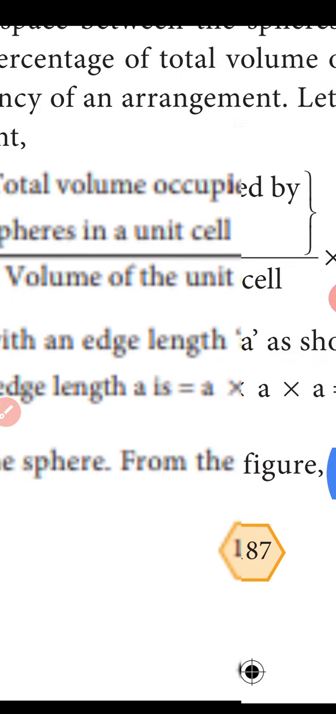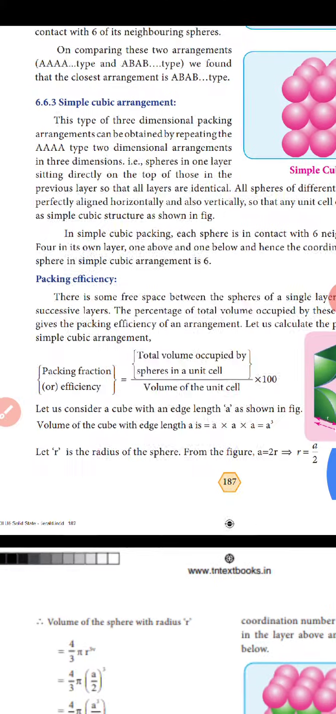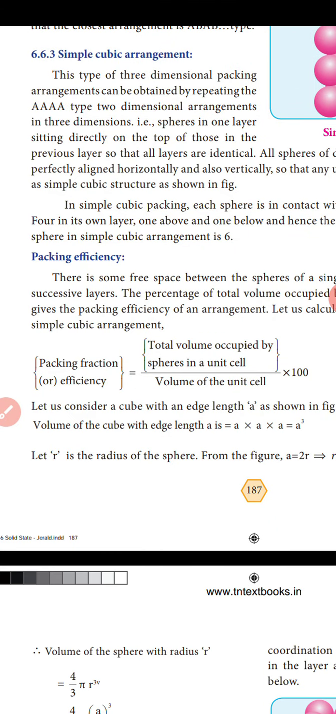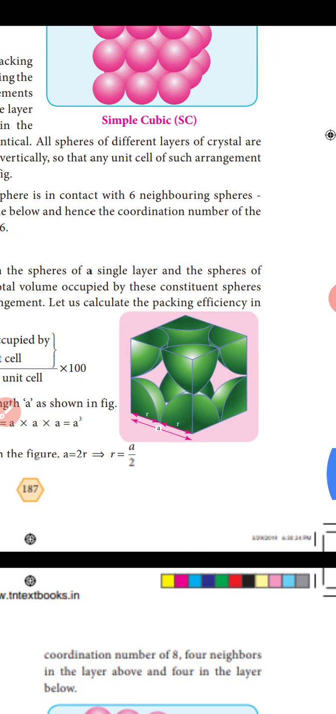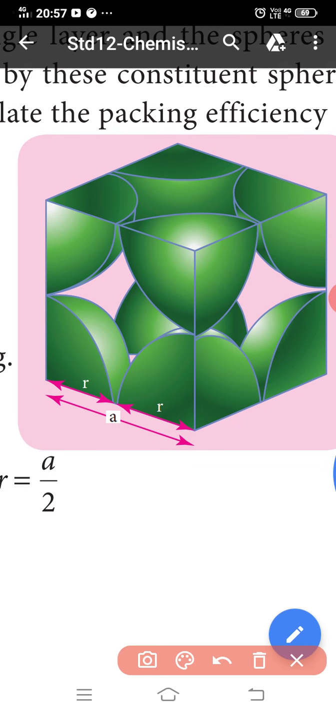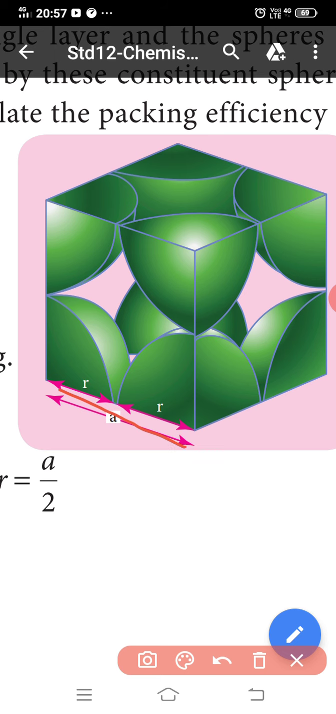For the simple cubic arrangement, this is the formula. Packing fraction or efficiency is equal to the total volume occupied by spheres in a unit cell divided by the volume of the unit cell, into 100. So the volume of a cube with edge length, this edge length is called a. So a into a into a is a cube. So the volume of the unit cell is equal to a cube.